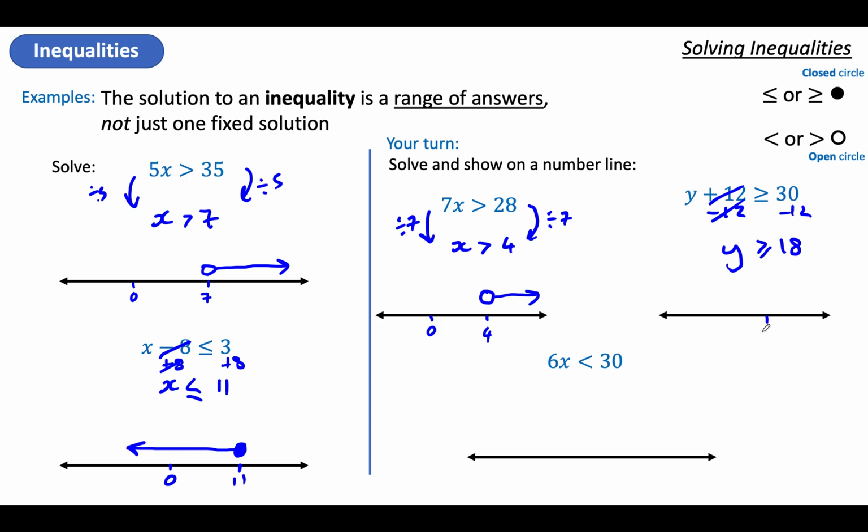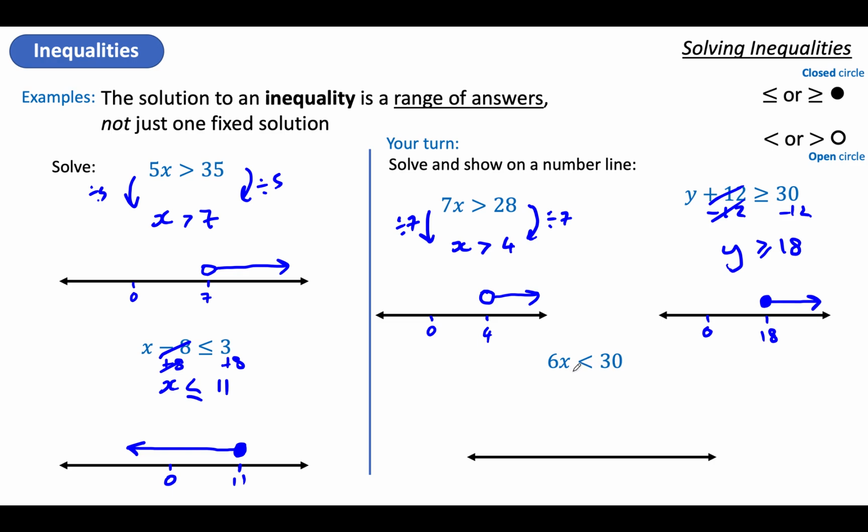Again, empty number line, so just put a reference for the number, maybe a reference for 0, and it's greater than or equal to 18, and because it's equal to as well, I put a filled in circle, and I point to all the numbers that are bigger than 18, which is to the right.